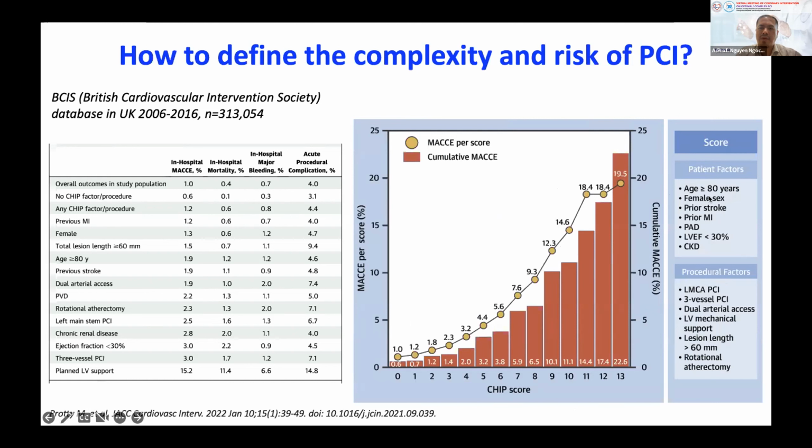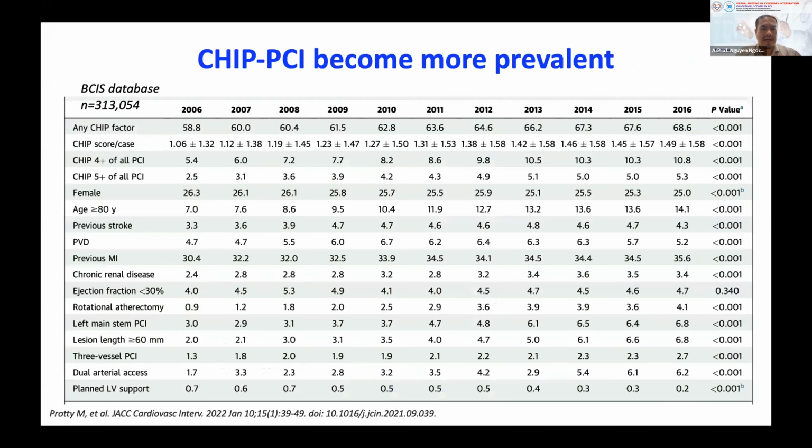You can see here age more than 80, female sex, prior stroke, MI, PAD, LV function less than 30, and CKD, and also the procedural factors like left main PCI, three-vessel disease, dual artery access, CTOs, LV mechanical support, lesion length more than 60, and also rotablator. So all these are combined into one score to identify the complexity and risk of PCI. And as the number of cases increases, we see very clearly that CHIPS PCI is becoming more prevalent.